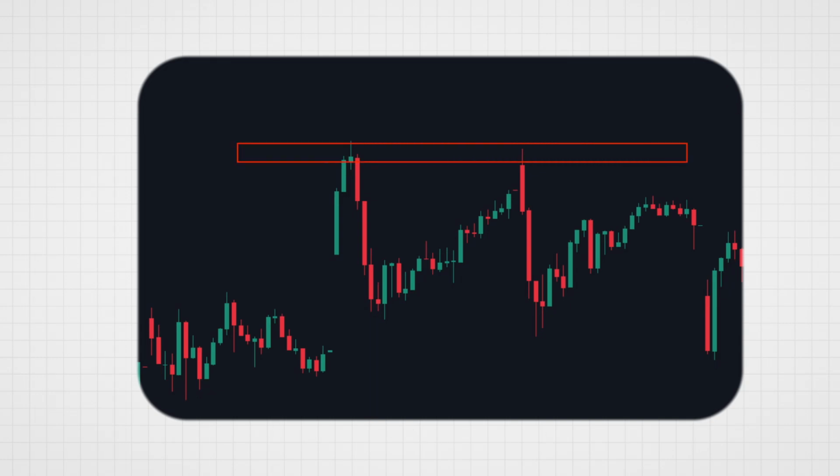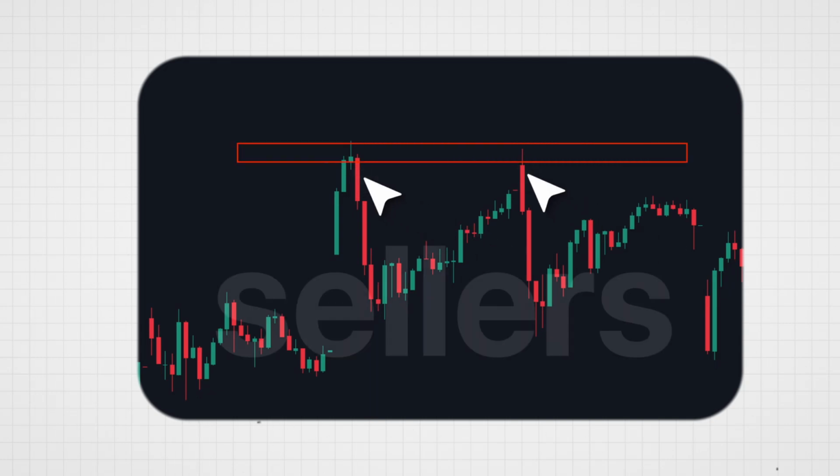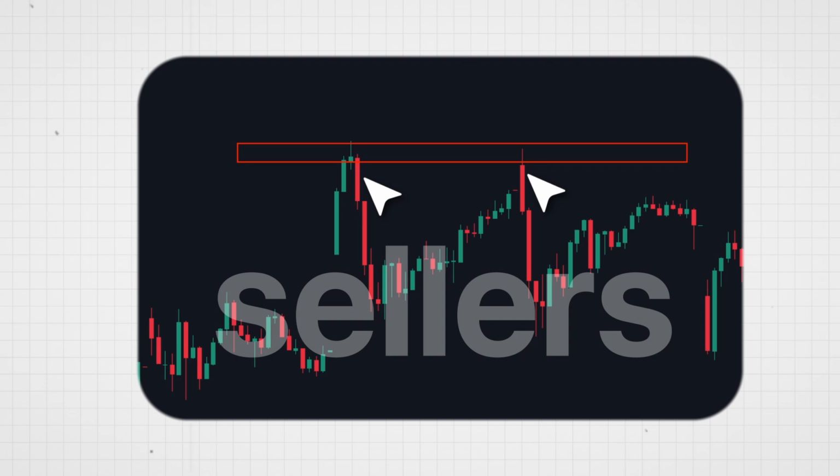Resistance is the opposite. It's a price point where an uptrend is likely to pause or even reverse because selling interest becomes strong enough to stop the rally. Imagine resistance as the ceiling in your room. When you throw a ball upward, it hits the ceiling and comes back down.